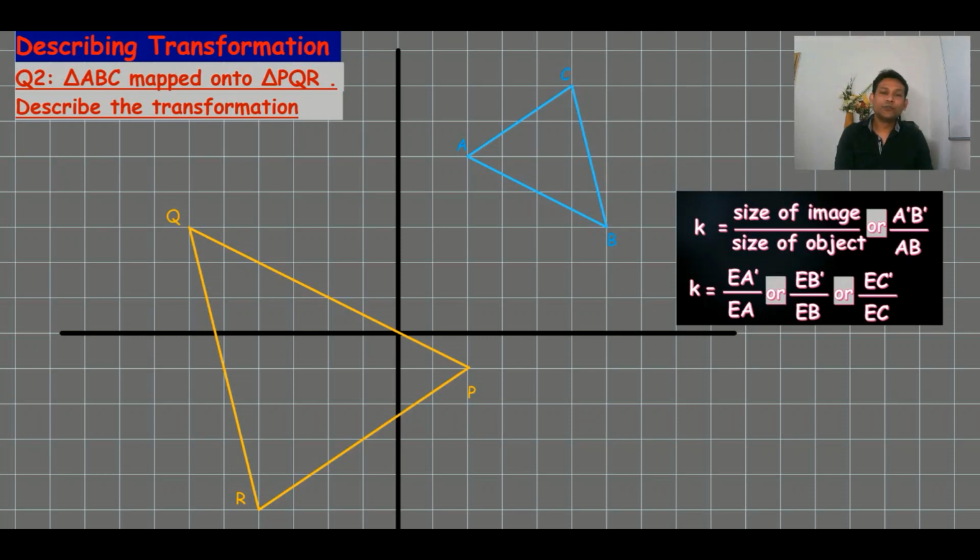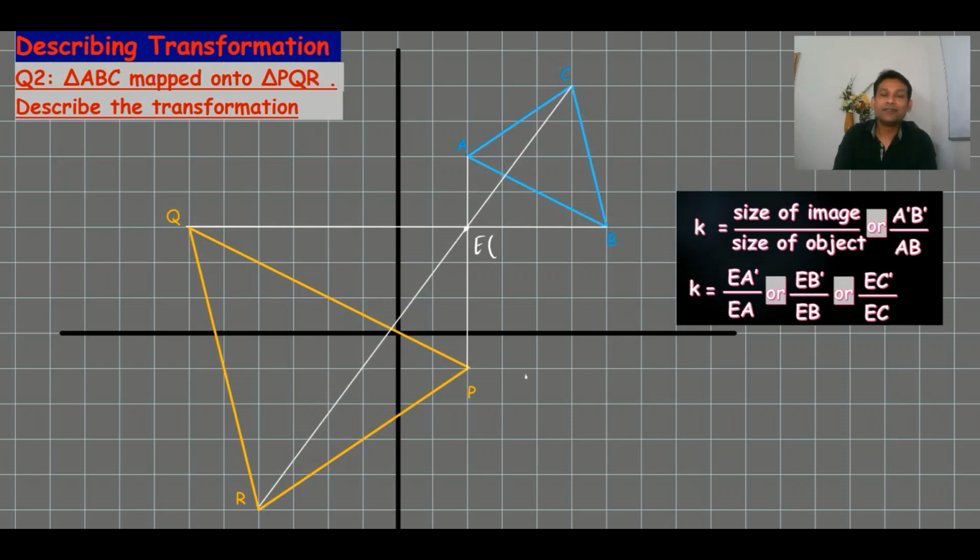In example number 2, triangle ABC is mapped onto triangle PQR, describe the transformation. The first step in enlargements is that we have to join the corresponding points. We are joining corresponding point A with P, B with Q, and C with R. When we join these three points, we sometimes have to extend the lines. If all three lines intersect at a particular point, that is called the center.